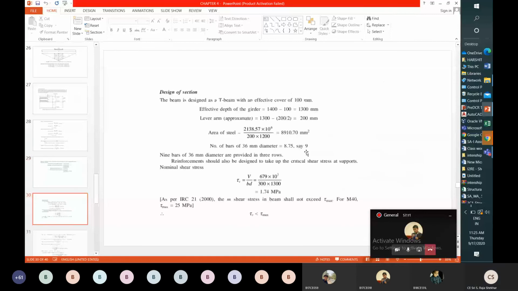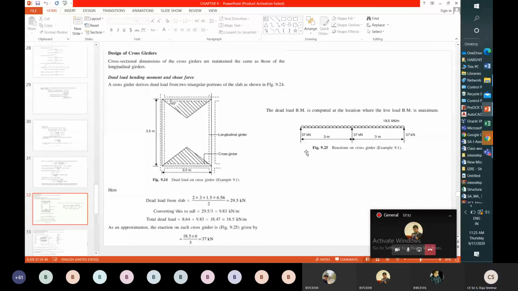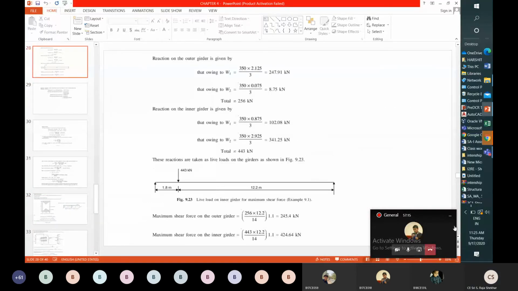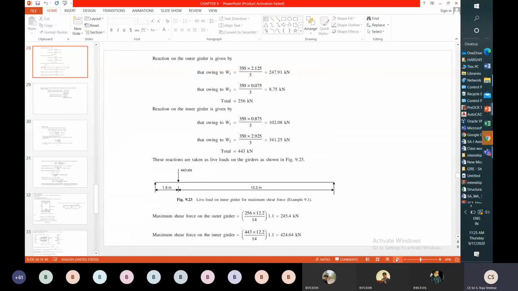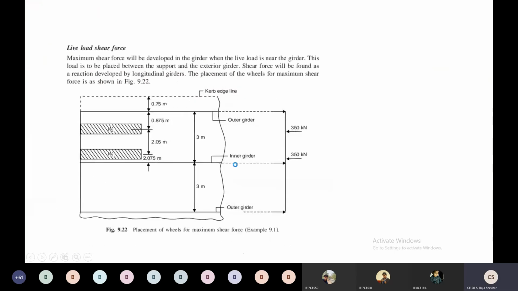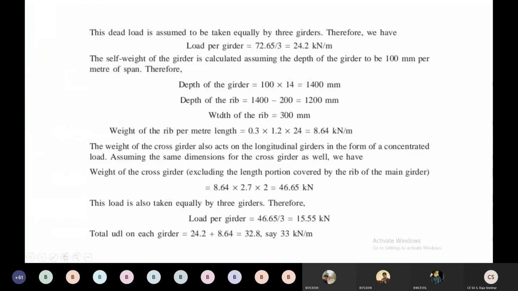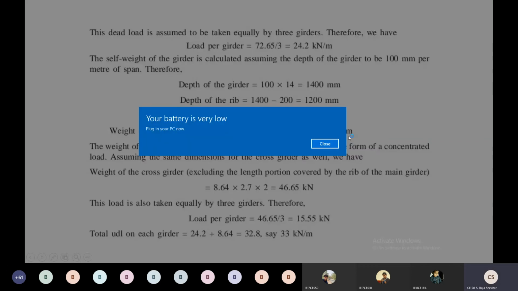Okay, so we need to calculate that cross girder weight also. So weight of cross girder is equal to, this is actually weight of beam, longitudinal girder, weight of longitudinal girder per meter run.